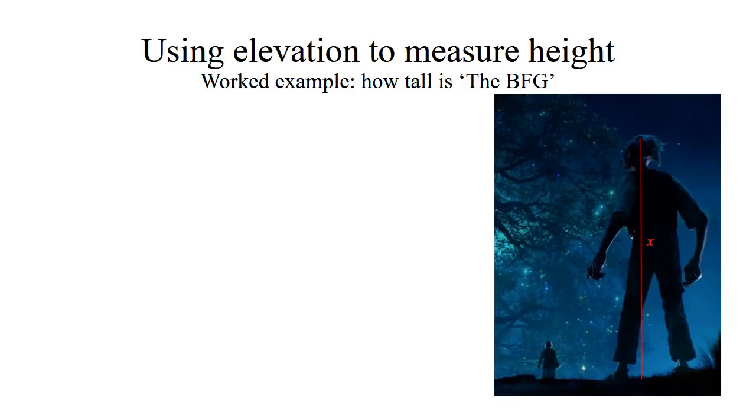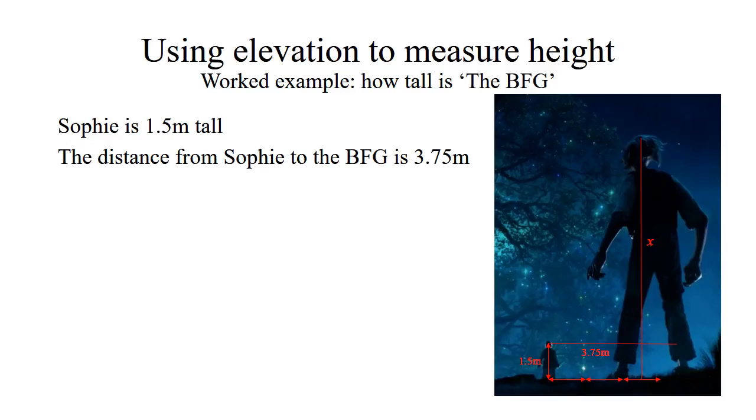So we've got a line here with our measurement of interest as x. Thanks to some internet wizardry, I found out that the actress who played Sophie is 1.5 meters tall. Using this still shot, I turned her measurement on its side and I got 2.5 distances worth, which gave me a measurement from Sophie to the BFG of 3.75 meters. As you can see, we now have a right angle, and if we use a measurement from the top of Sophie's head to the top of the BFG's head, we have our hypotenuse.